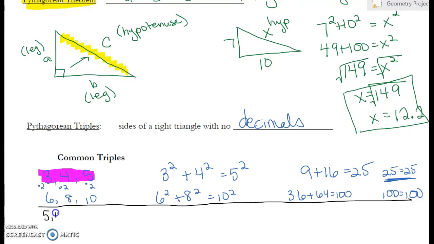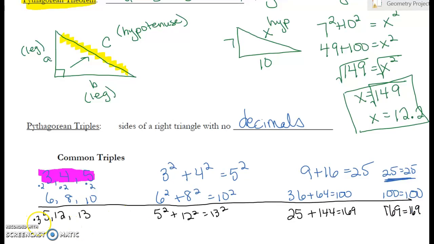is 5, 12, and 13. So 5 squared plus 12 squared is equal to 13 squared, which is 100 plus 144. I'm sorry, I don't know why I said 100. Go back and fix that. 25 plus 144 is 169. And that is true. And it has that same process.